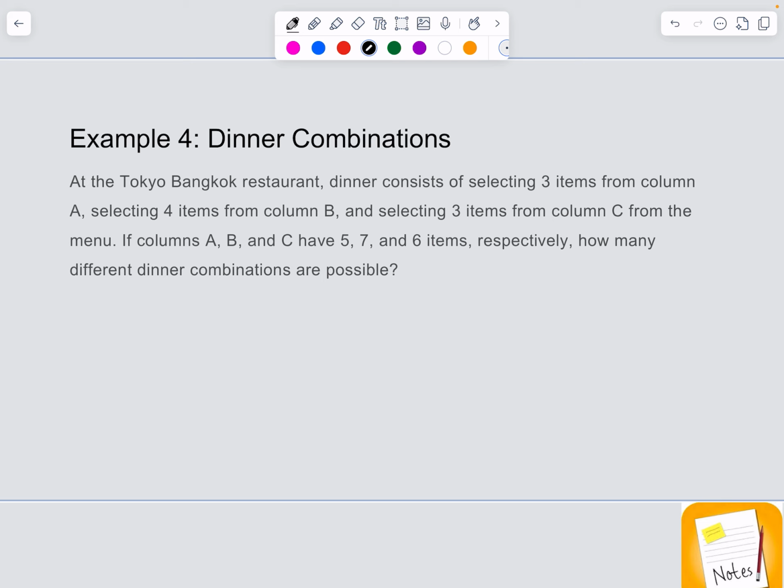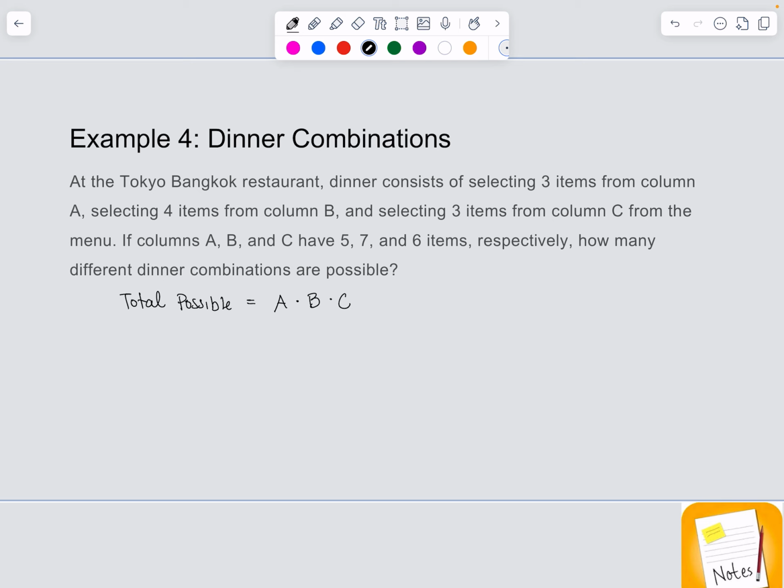Remember at the very, very beginning of this chapter, we said if I have all of my options, the total possible is: take all of the total possibilities from the first one, multiply it times all the possibilities from the second one, and multiply it times all the possibilities of the third one. That was the fundamental counting principle. So now I need to calculate how many options are in the first column, column A.